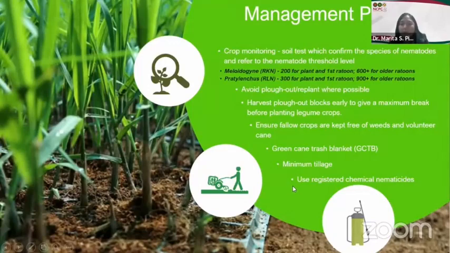The other one is you can also use registered chemical nematicide. Basically, the registered nematicide I found so far is Fenamiphos, or we call it by the brand name Nemacor, which is on the list.